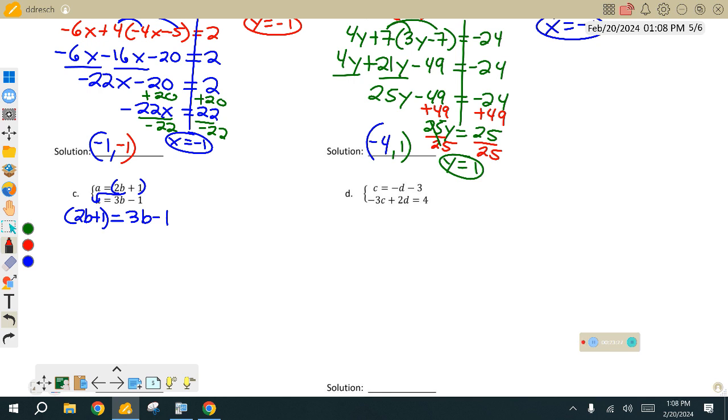So this is the one I don't know why people freak out on. Instead of A up front, we just replaced A as 2B plus 1, equals, we just finish it off, 3B minus 1. But A is replacing 2B plus 1. That's it. There's nothing more to it. Let's solve the equation.